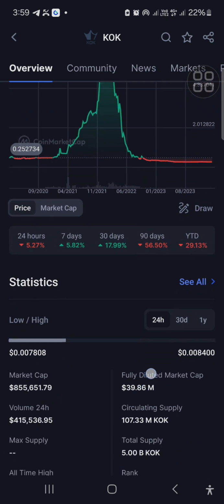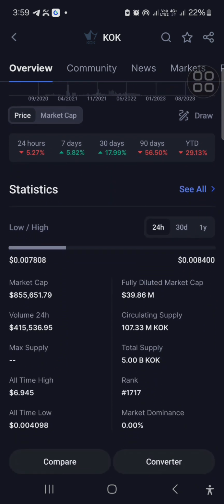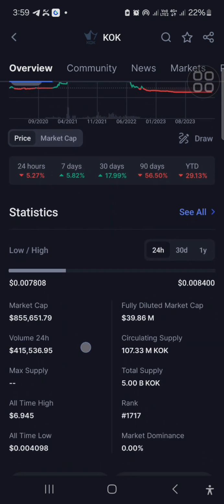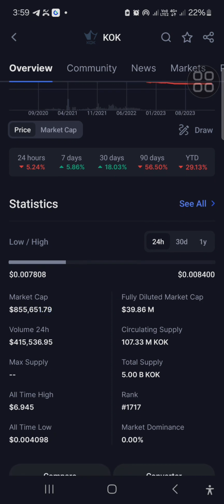Then, speaking about analysis, one more thing, also check the market cap. Market cap, that's what you can see here. If the market cap of a particular coin is too big, your chances of making it big with that coin are slim. What it means is the total amount of money that coin holds on different exchanges and different wallets. You can see it's $855,651.